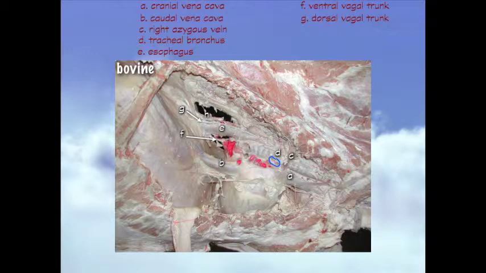Now at H we find a lymph node here. Okay, this is a very important lymph node in the bovine. This is the caudal mediastinal lymph node. When it becomes inflamed, it can impinge upon this dorsal vagal trunk, cause problems with the parasympathetic to the digestive tract, and we have that as vagal indigestion.